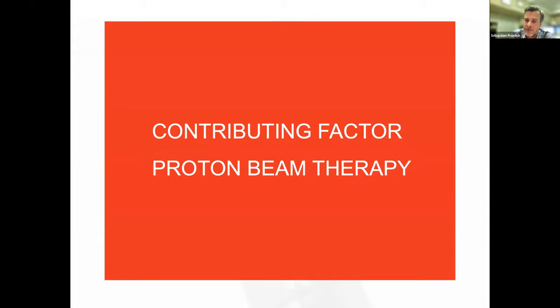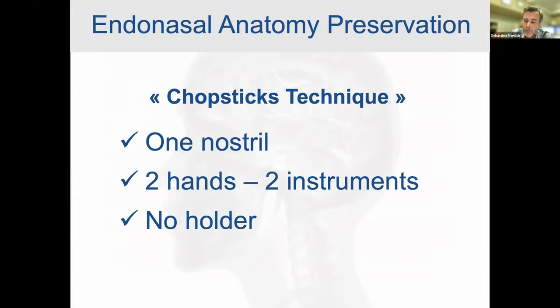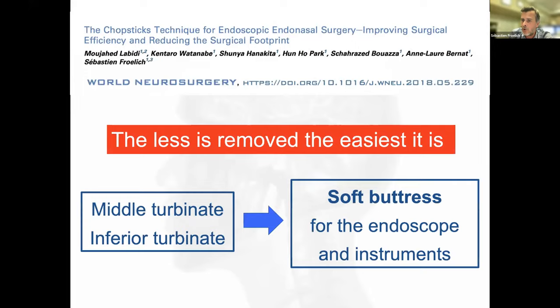So for those tumors, we have been trying to reduce the aggressiveness of the approach, trying to keep the endonasal anatomy intact, not resecting the turbinate, not resecting the ethmoid on both sides, keeping the septum intact, not using a nasoseptal flap. For this, we are using this technique, holding the endoscope on the suction with the same hand and using the working instrument with the right hand. We are not using a holder. We are just holding everything.